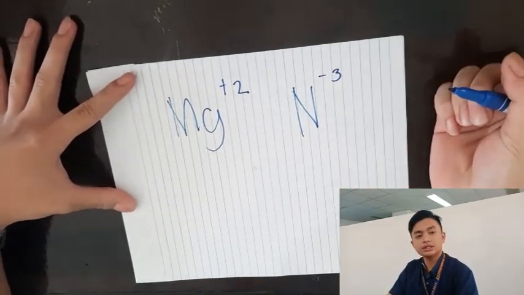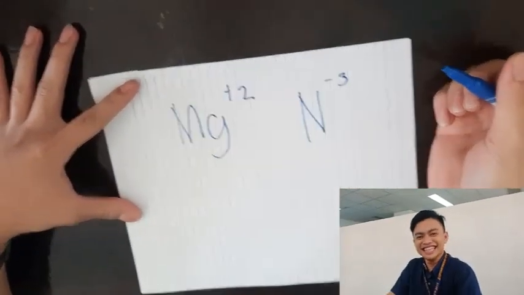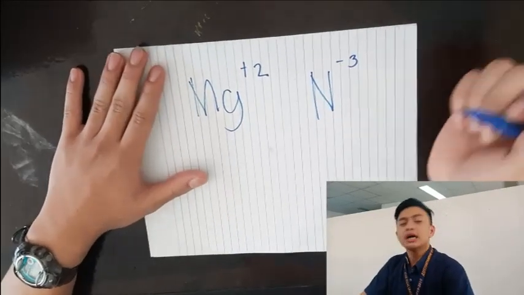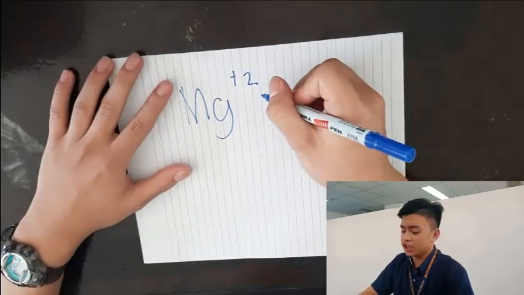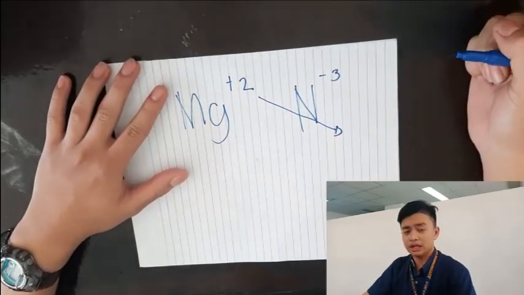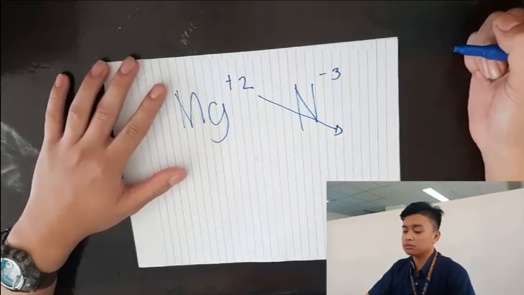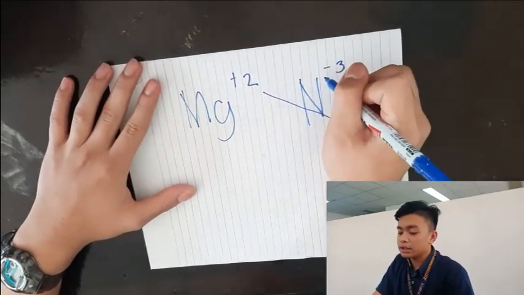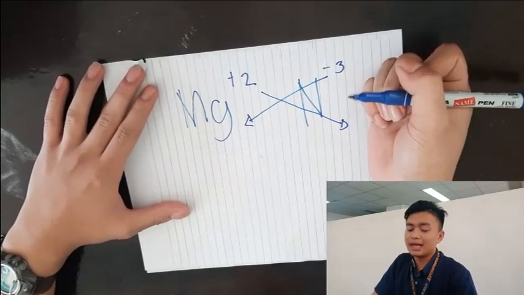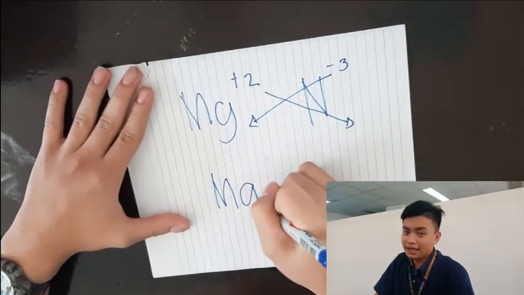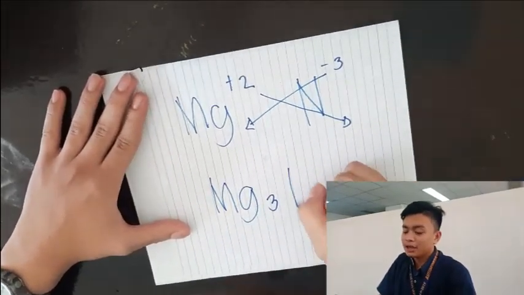We will crisscross it. The +2 charge of magnesium will go down to the side of nitrogen, and the -3 charge of nitrogen will go down to the side of magnesium. The final answer for this formula is Mg3N2.